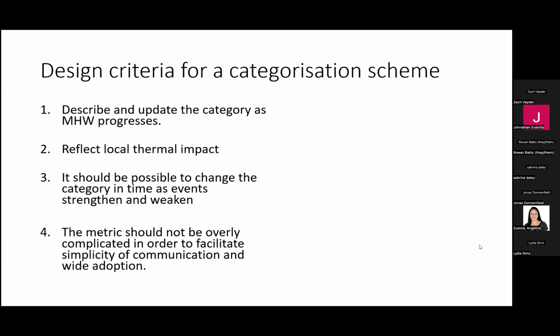So the design criteria, in the same way as we work through qualitative explanations for marine heat waves, the qualitative way of designing a categorization scheme, we wanted it to have these features. You wanted to be able to describe and update the category as the marine heat wave progressed. Given these things were lasting 200 days, you didn't want a system that said, we can't tell you how big it is until the event's finished. You want to be able to have that updatable as it goes. The categorization should represent the local effect. It should be possible to change the category over time as events strengthen and weaken. And the metric shouldn't be overly complicated because we really have a very strong communication goal in talking about marine heat waves.